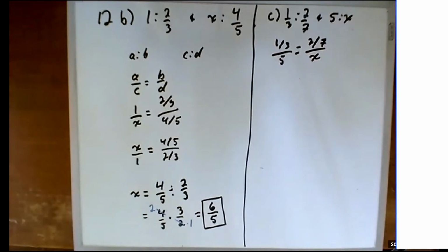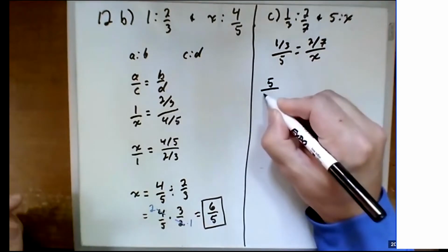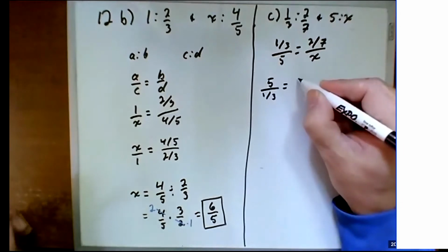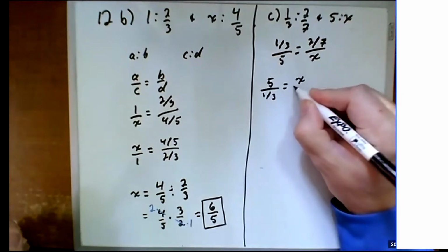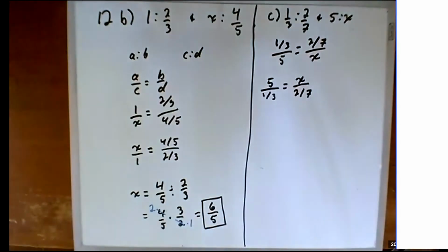Again, I take a look at this. My x is on the bottom. That's not convenient for me. My life is actually much easier when my unknown element is on top, so I'm going to flip these over. And I'm going to end up with 5 on top over here and 1/3 on the bottom. And I'm going to end up with x on the top over here and 2/7 on the bottom.